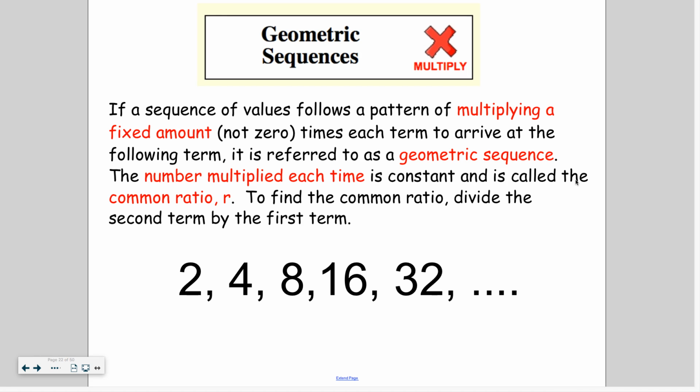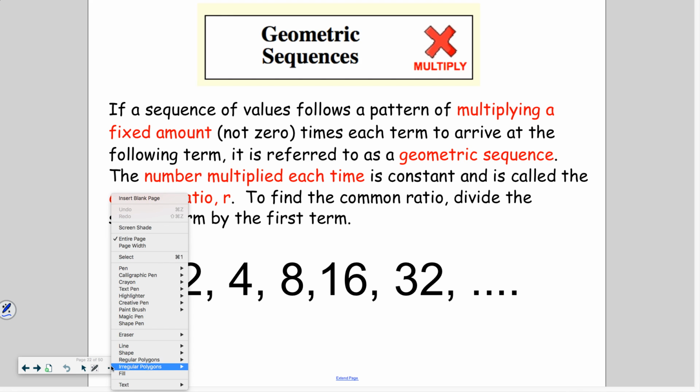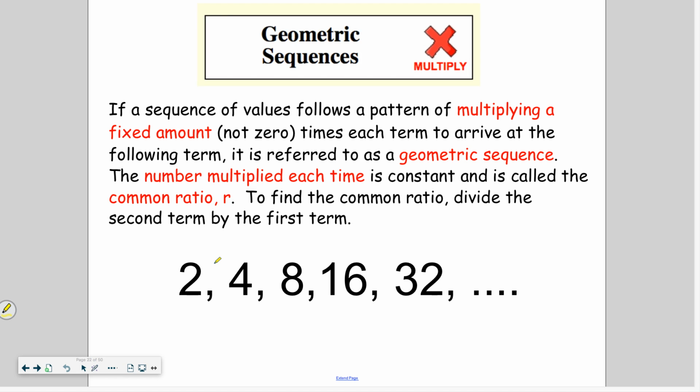So if a sequence of values follows a pattern that is being multiplied, now I want you to highlight this, or whatever it is that you need to do. I want you to realize that with arithmetic we added. For geometric, we're multiplying by a fixed amount, okay? And each term is going to be multiplied by that same thing every time. And that is how we know that it's a geometric sequence. So anytime it's being multiplied it's geometric, added is arithmetic, all right?